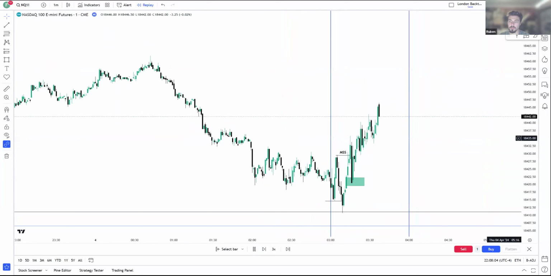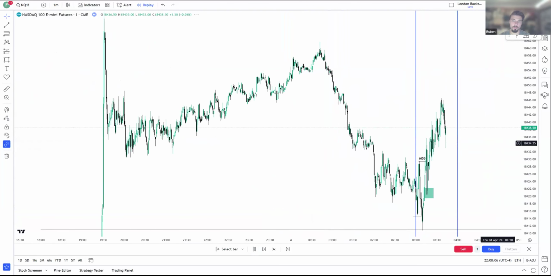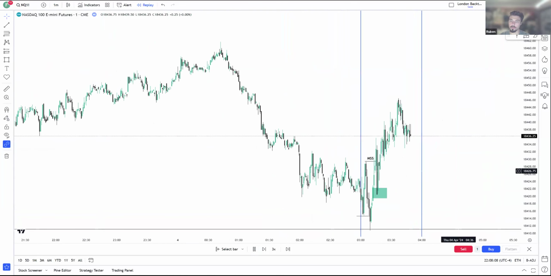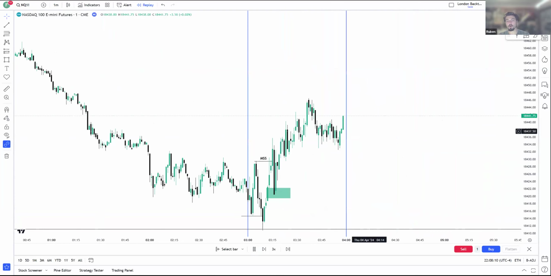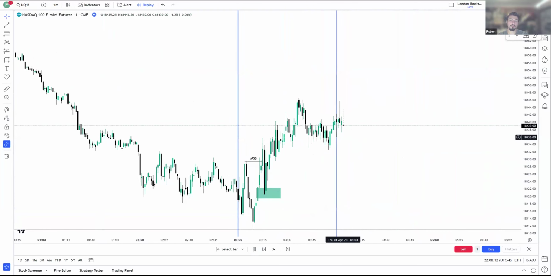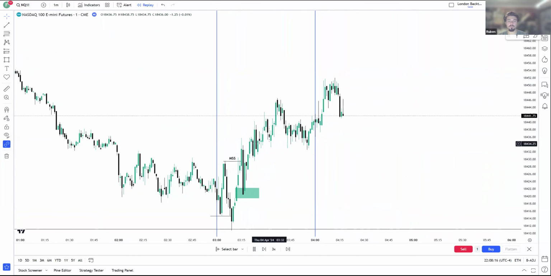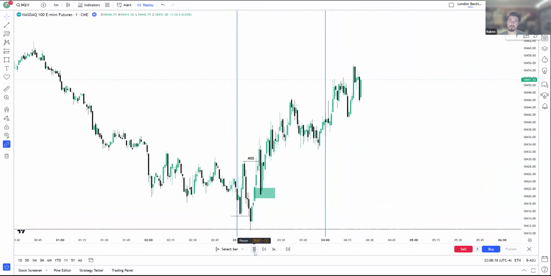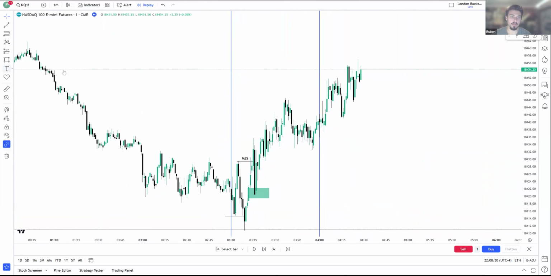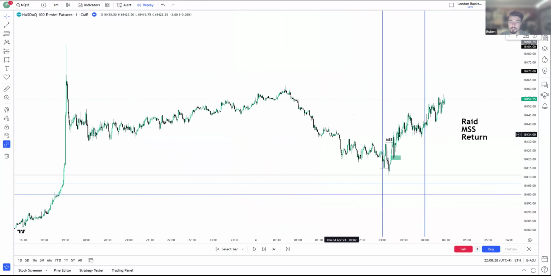Or you can go for a fixed 1 to 2, 1 to 1.5, whatever kind of risk to reward you want. Doesn't mean you can't hold after the silver bullet. Like you could still be holding here if you wanted to, right? But you want to see the setup form in this time frame. That's the whole idea of the silver bullet. And this is another example where you've got a raid of liquidity, a market structure shift, and then a return to an imbalance, right? So that's a really clear example there.